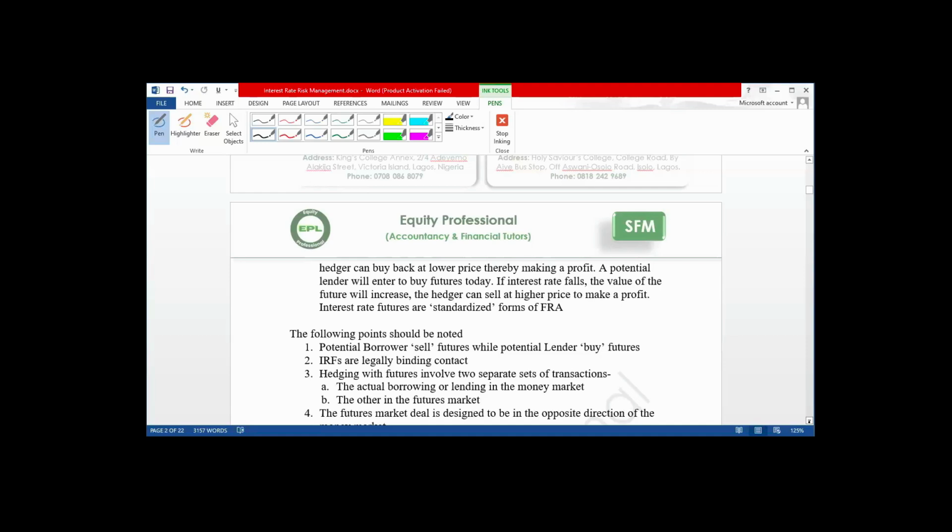The money market is the market where you can borrow your money or you can place investment. Your money market, your cash market, is the market where you borrow or lend.